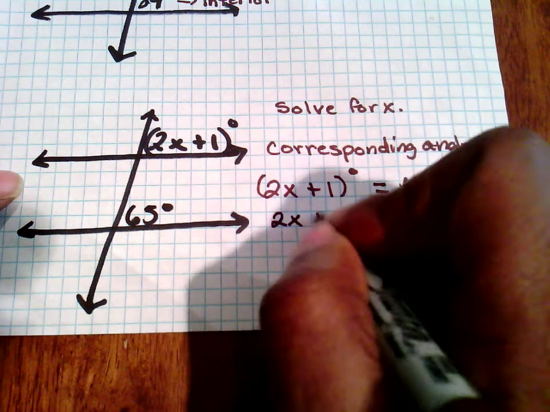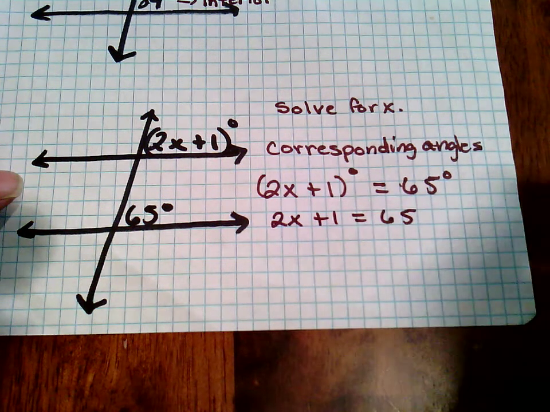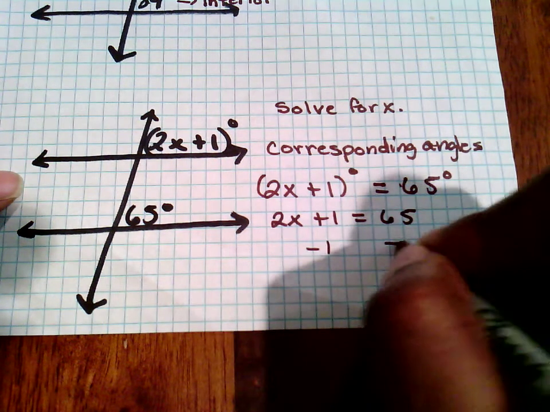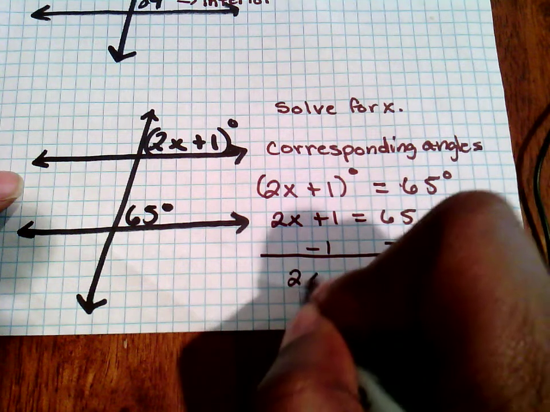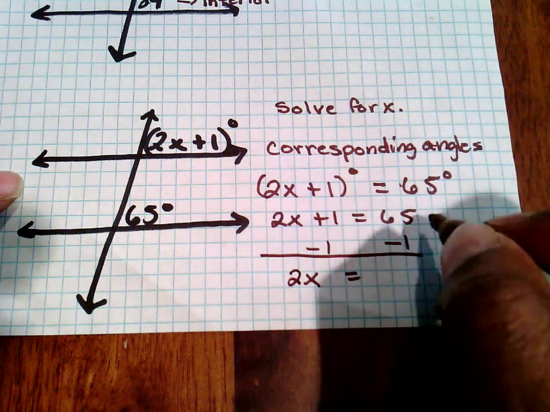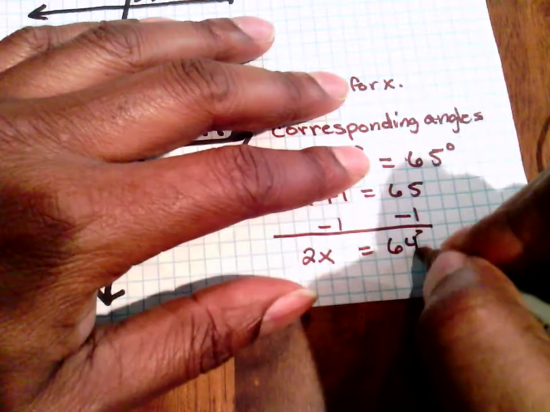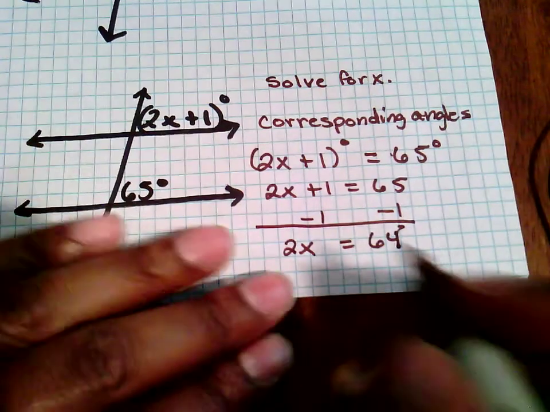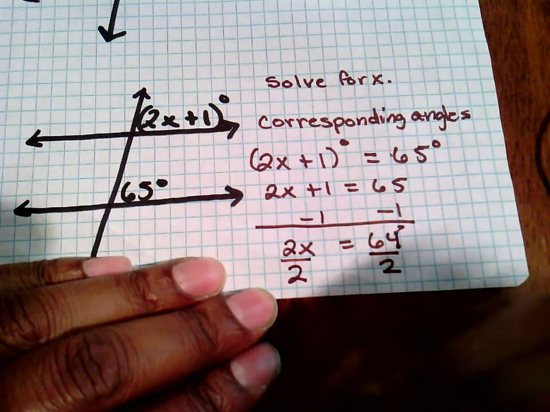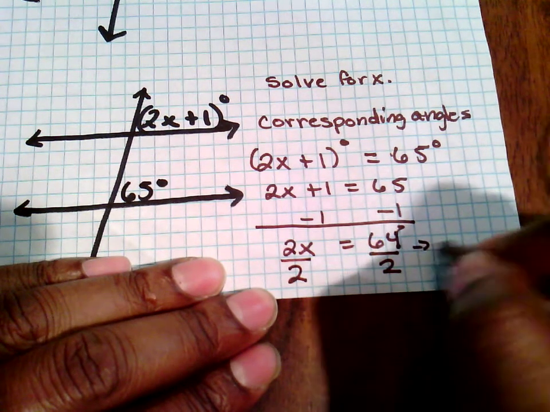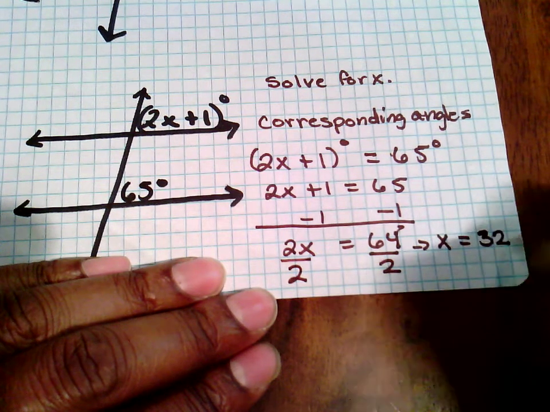Taking this out of parentheses and solving this like a regular equation using inverse operations, subtracting 1 on both sides, now I have 2x equals 65 minus 1, which gives me 64. And now divide by 2. I get x equal to 32.